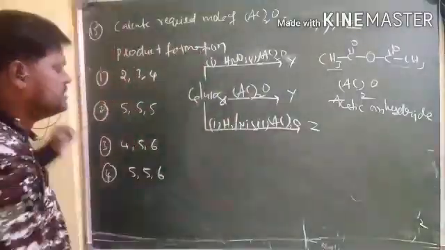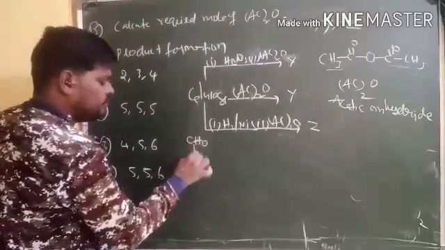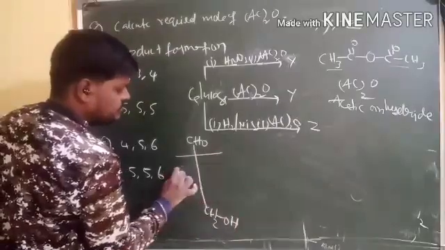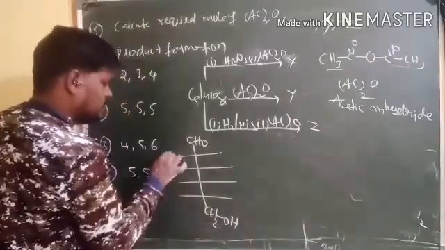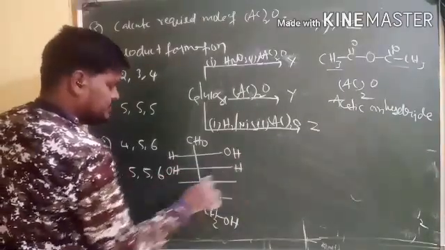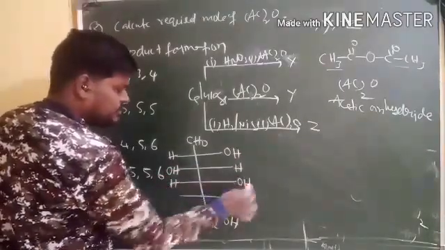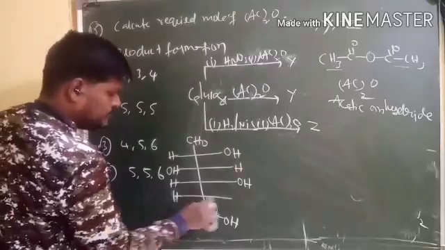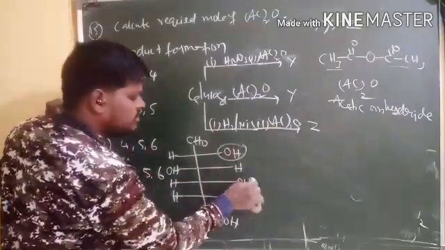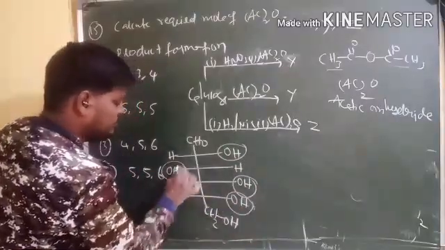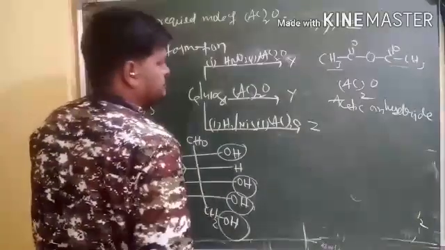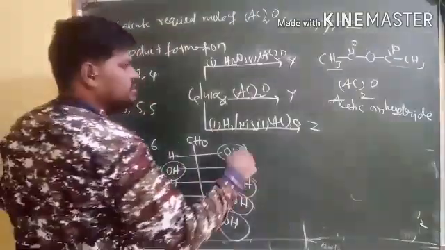Take first the glucose structure here: CHO, CH2OH, HOH, OHH, HOH, again HOH. So how many OH are there in this case? 1, 2, 3, 4 and 5. So 5 moles of Ac2O are required. Yes or no? 5 moles of Ac2O required here.